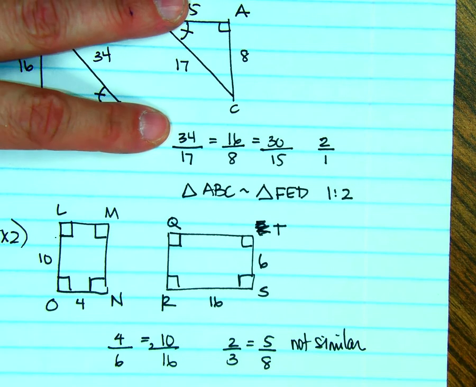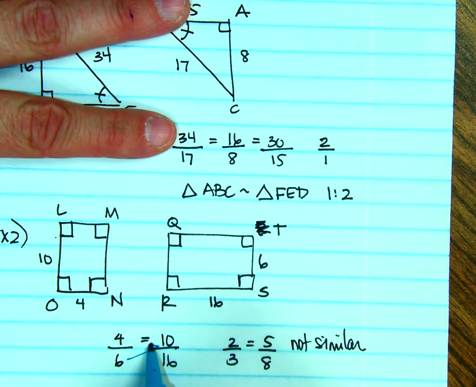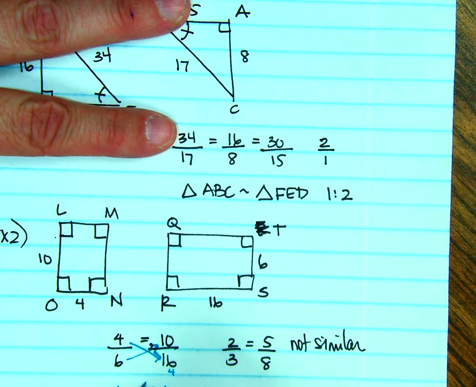I could have also used the property of proportions. If I multiply across, I get 60. That should equal, that would give me 64. They are not equal, therefore also not similar.